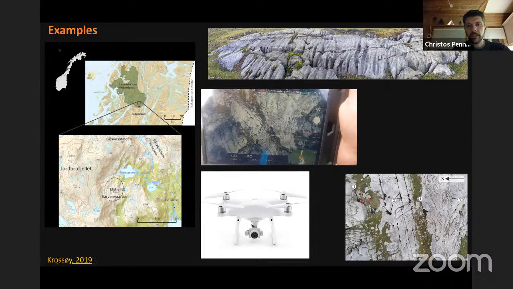There we used drones in order to find and measure some lineaments. We used this DJI drone, the Phantom 4 Pro. This is how the area looks up here, and this is the image that we acquired with the drone. So let's see.